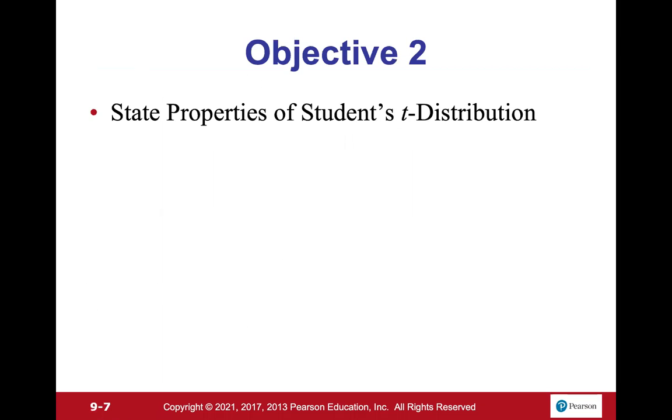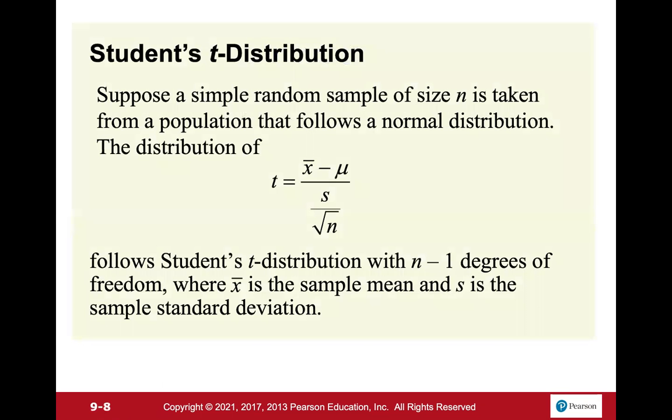Next, state properties of the student's t-distribution. So normally we have the Z, the normal distribution, but here we're introducing the student's t-distribution. So it comes with its own properties and other things. So suppose a random sample of size n is taken from a population that follows a normal distribution. The distribution of t is going to be this right here.